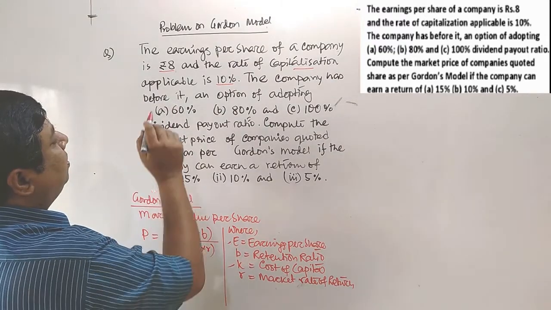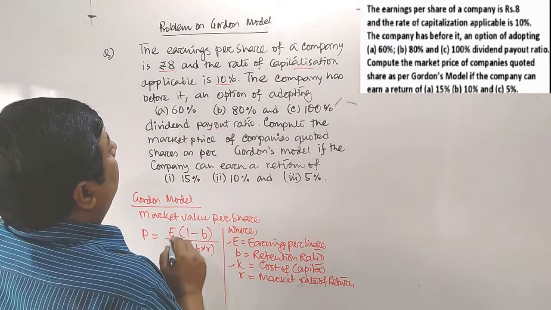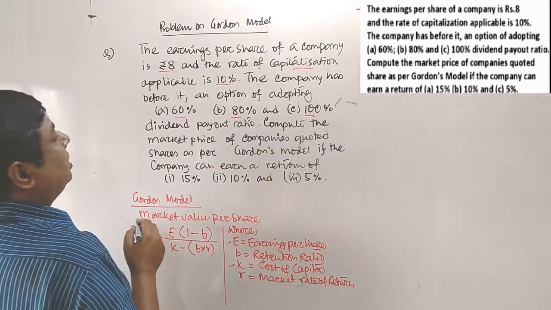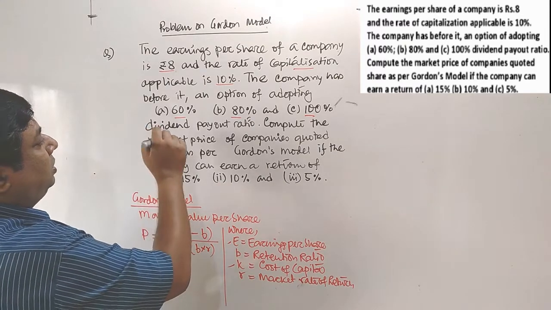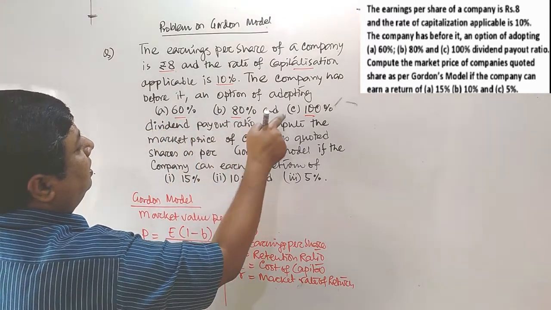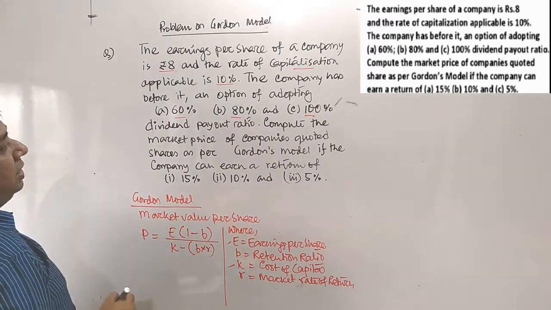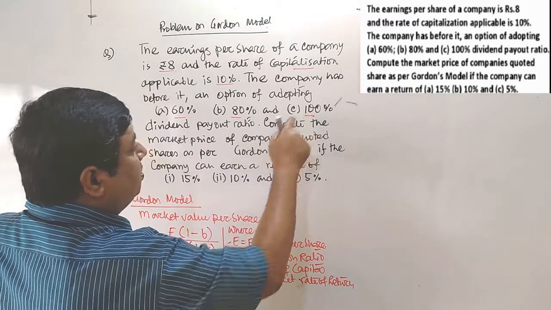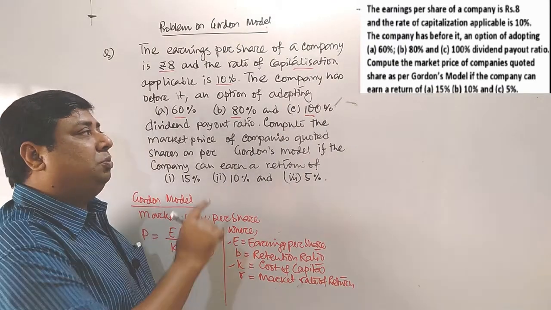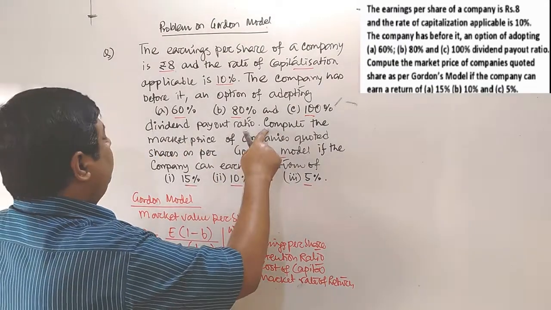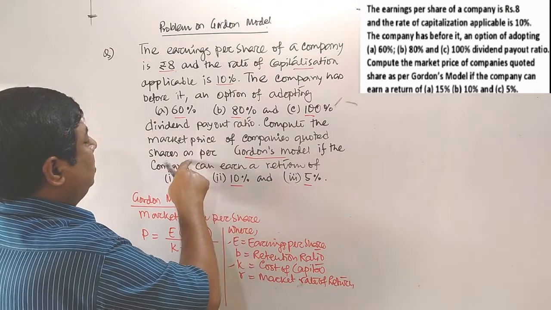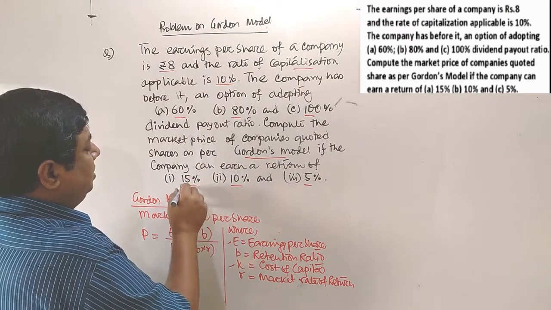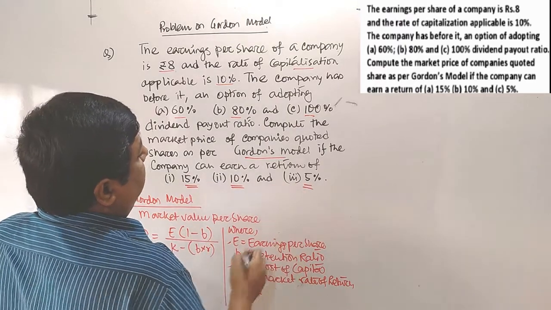The company has before it an option of adopting 60%, 80% and 100% dividend payout ratio. DP ratio is 60%, 80% and 100%. That means the retention ratio must be 40%, 20% and 0%. That means there are three specific retention ratios mentioned over here. Compute the market price of the company's quoted share as per Gordon's model if the company can earn a return of 15%, 10% and 5%.